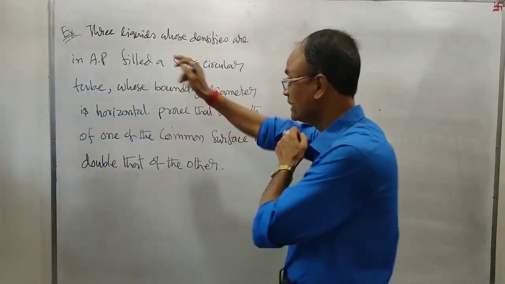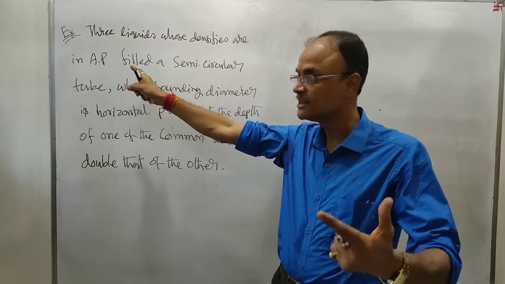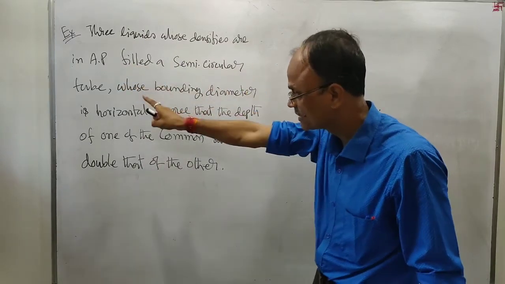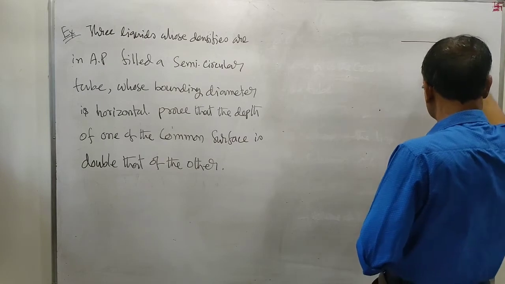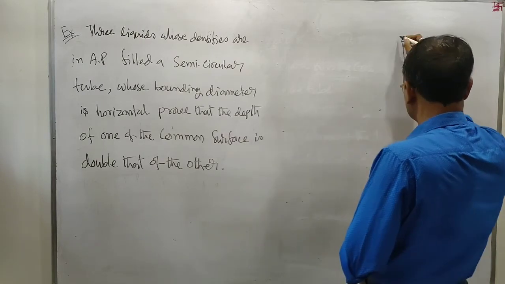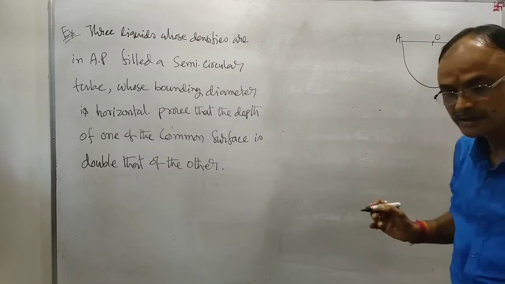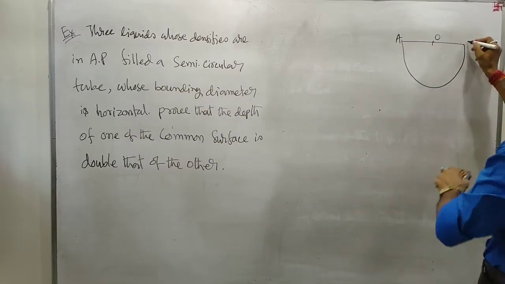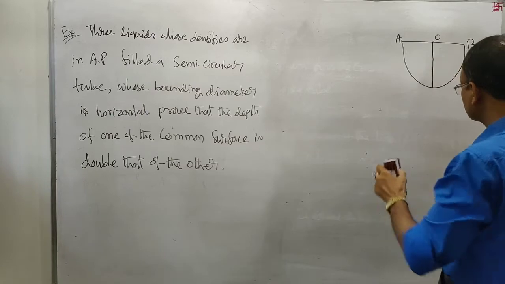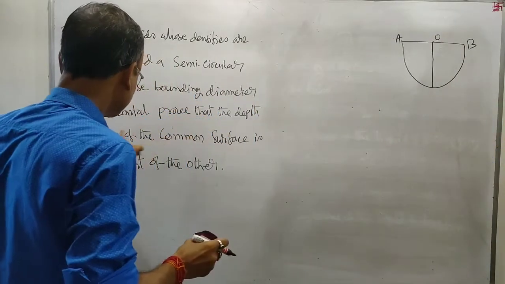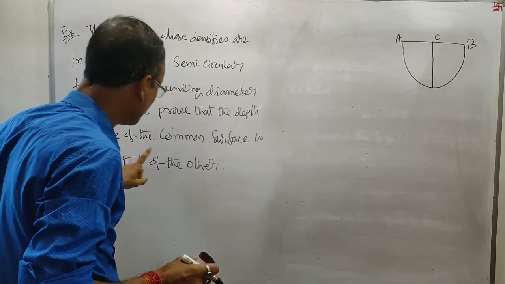Let us see the question. Three liquids whose densities are in AP fill a semicircular tube whose bounding diameter is horizontal. AOB is the bounding diameter of the tube, and it is horizontal. The depth of one of the common surfaces is double the depth of the other.